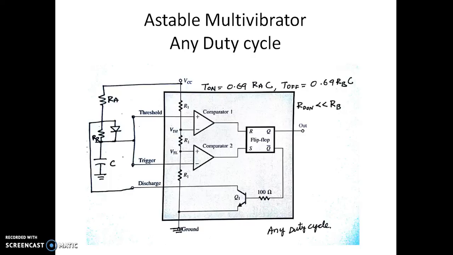So how do we get a 90% duty cycle? Make this Ra very large compared to Rb, so that you get a large duty cycle. If Ra is very small, you get a duty cycle less than 50%.